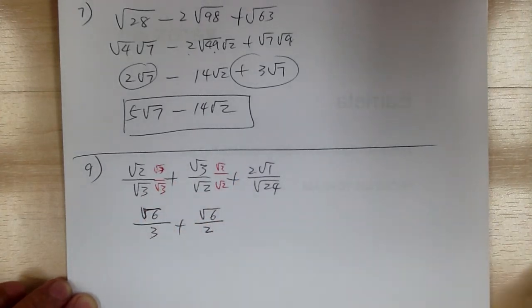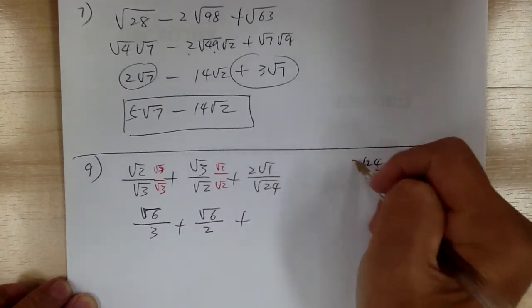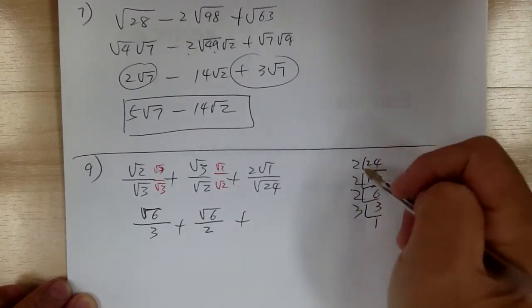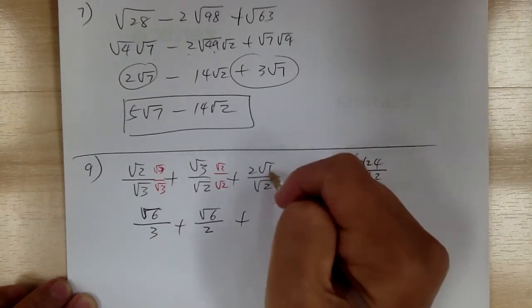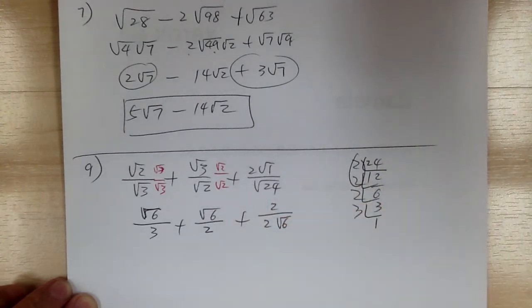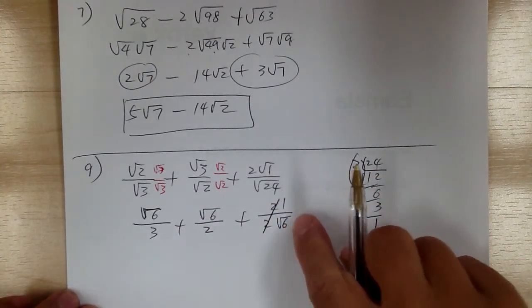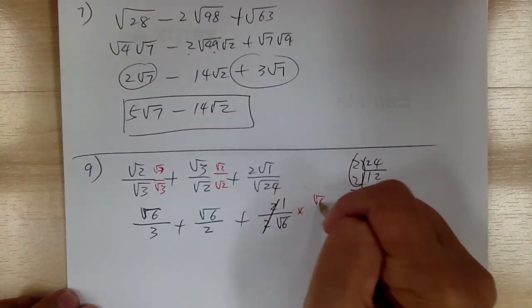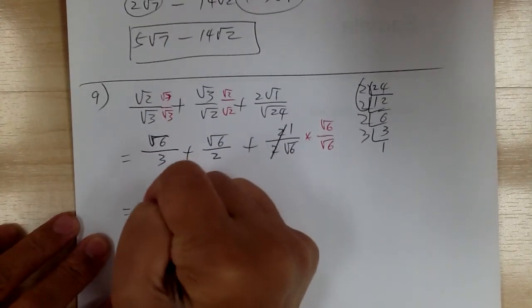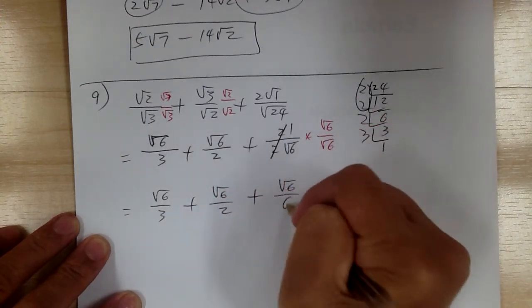Okay, now this one over here, you go off to the side, so 24, break it down into 2, 12, 2, 6, 2, 3, 3. So this will come out, so you're going to get, now square root of 1 is just 1, right? So you get 2 over 2 square root of 6. And this will cancel out, becomes 1. And I'm going to simplify this by multiplying by square root of 6 over square root of 6. Okay, so I end up with square root of 6 over 3 plus square root of 6 over 2 plus square root of 6 over 6.